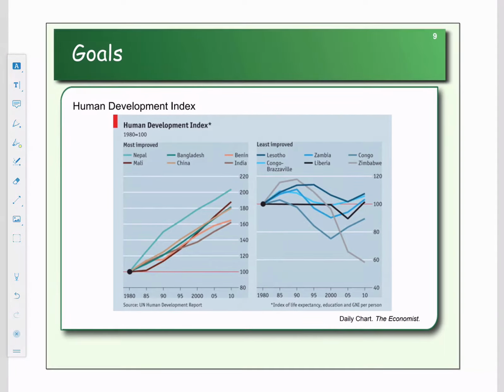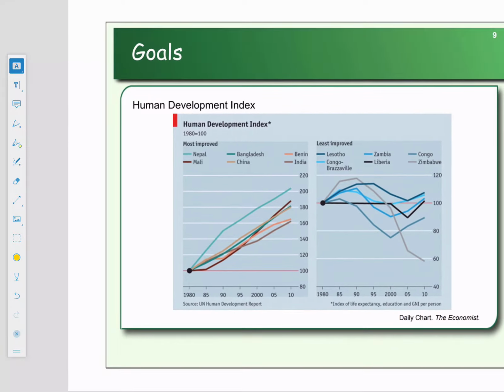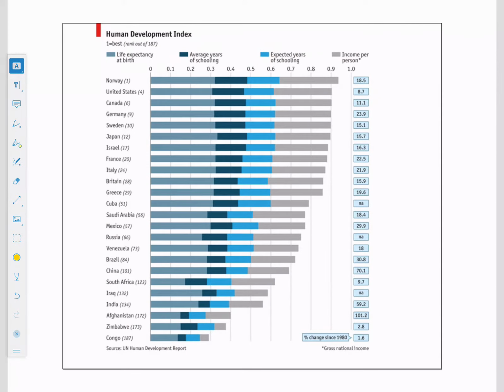And in this slide, of course, my slides don't move. Here we go. In this slide, we can see the Human Development Index for a number of countries. So remember, the Human Development Index is a combination of life expectancy, average years of schooling, as well as the gross national income per capita. And so you can see Norway is at the top. They rank number 1. The US ranks number 4. And Canada ranks number 6 in the world.